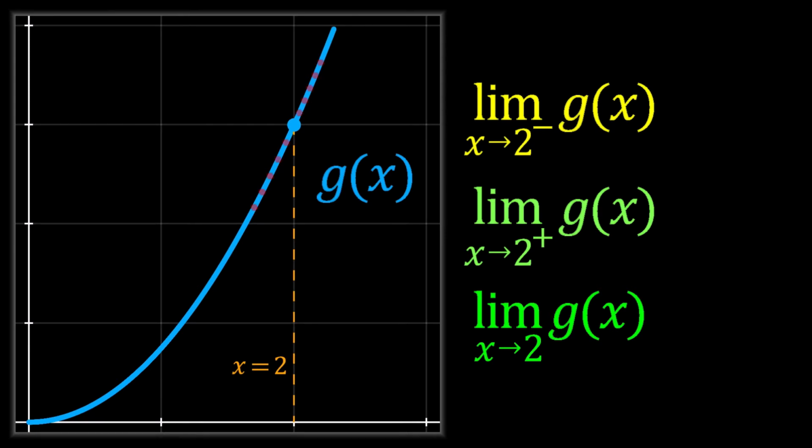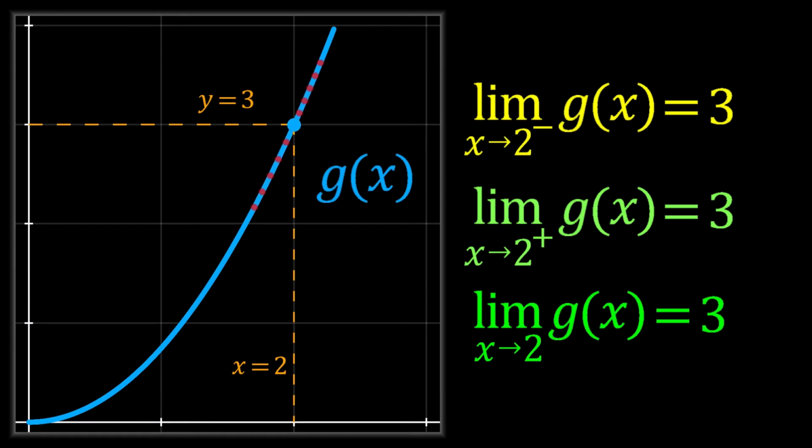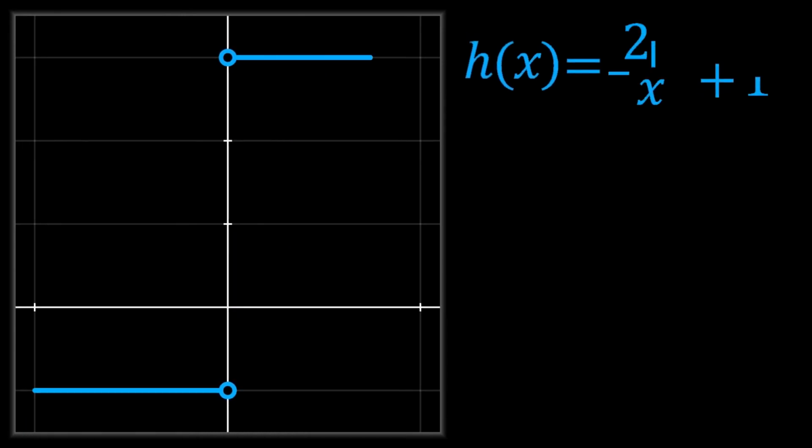As x approaches 2 from both the left and the right side, y approaches 3. That means both our one-sided limits are equal to 3. Because they're equal, our regular limit exists and is equal to 3. Nice and easy.